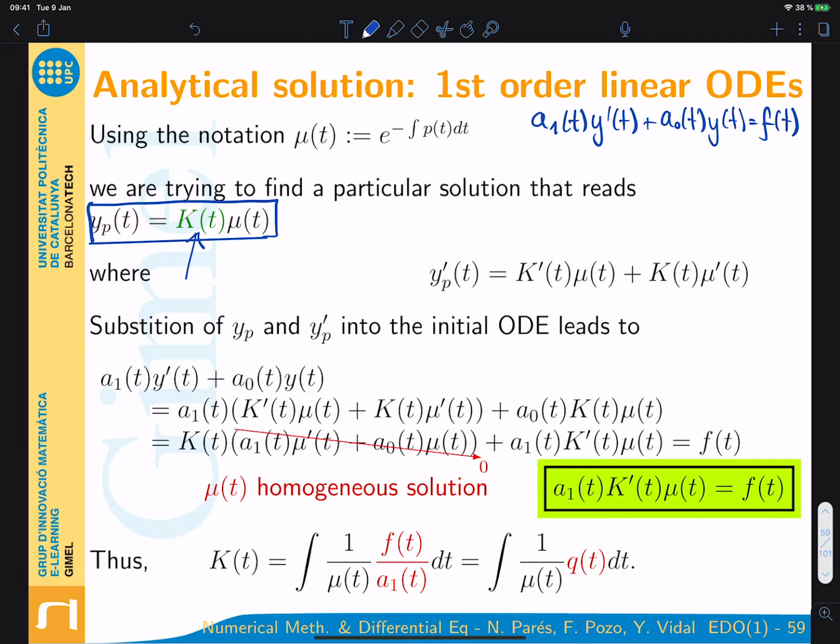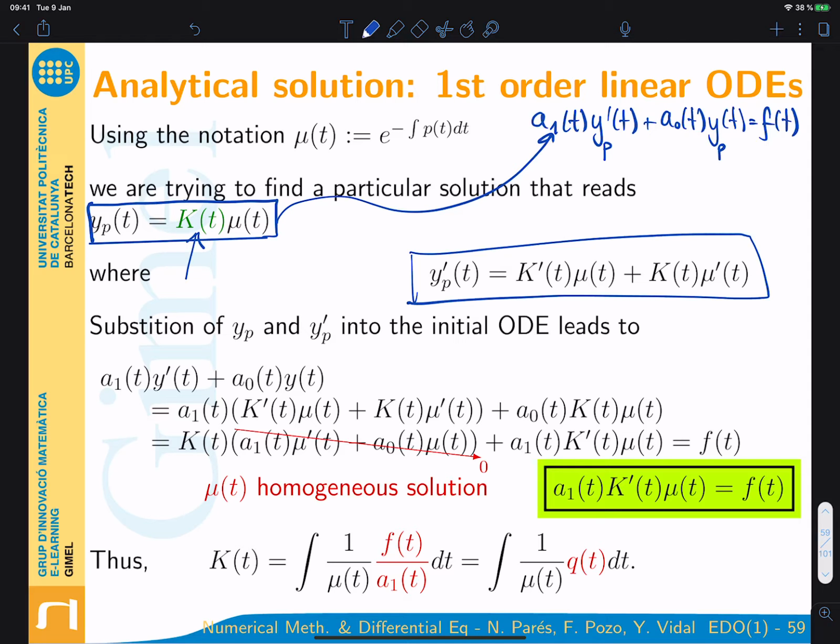Okay, so I want to substitute y_p inside the ODE. So what I will do is I will plug in here y_p. Okay, now I have y_p. I need to compute y prime of t, which is computed here. Very simple. This is a product. So k prime times mu plus k times mu prime. Okay, and now I will substitute y and y prime into the initial ODE, which is this one here. If we do that, okay, here we have the initial ODE.